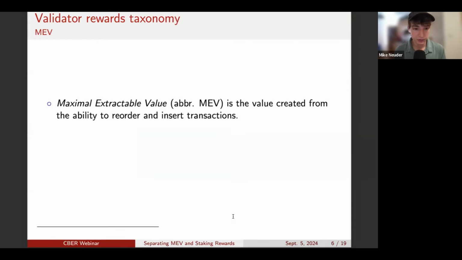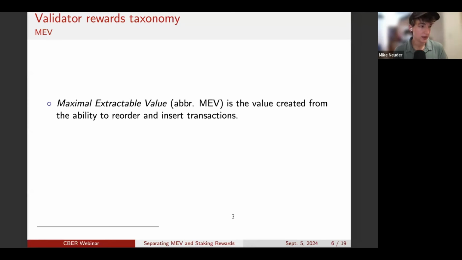Right. And the third and final subset of validator rewards that we'll talk about today is MEV. This is an acronym. You've probably heard it, but it stands for maximal extractable value, or originally it was miner extractable value. And this is the value created from the ability to reorder and insert transactions.